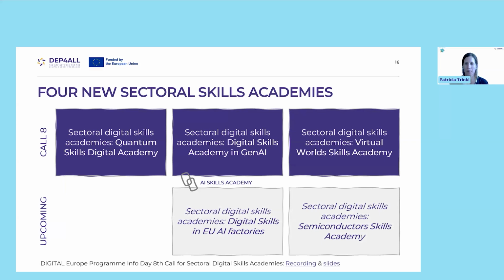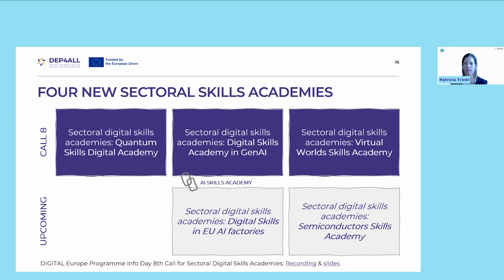Okay, so let's go into the sectoral skills academies, into the different areas. Daniel already mentioned they are aligned with the Union of Skills. We have four digital skills academies planned in this new work program. In the current call, the eighth call of the Digital Europe Programme, there are three topics: the sectoral digital skills academy on quantum, on Gen AI, and on virtual worlds. The fourth topic, on the semiconductor skills academy, is currently planned for 2027. That call will open in the first quarter of 2027, so still some time.